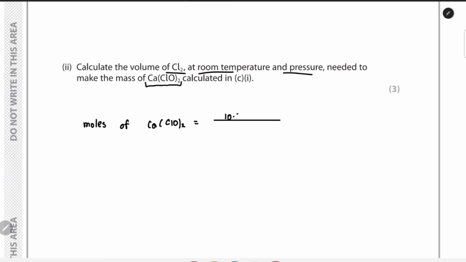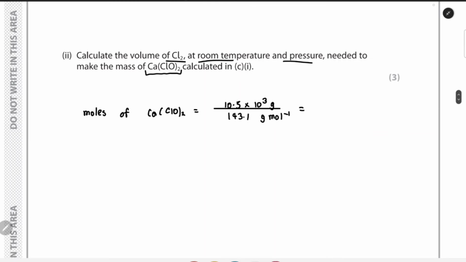So 10.5, we have to convert this into grams, so multiply 10 cube with it, and we have to divide the molar mass, so 143.1. So gram divided by gram per mole, we get a value in moles. This will be 73.3753. We can work with 73.38 moles.